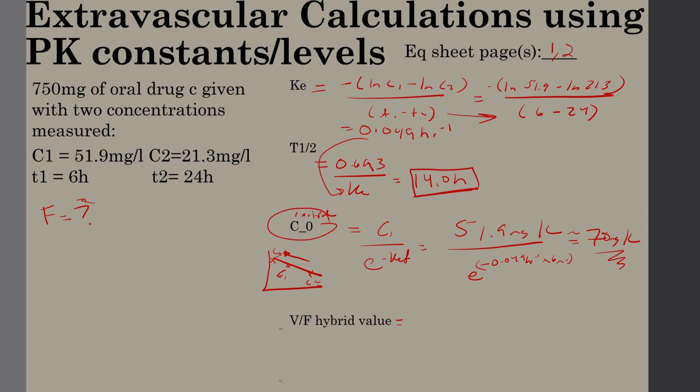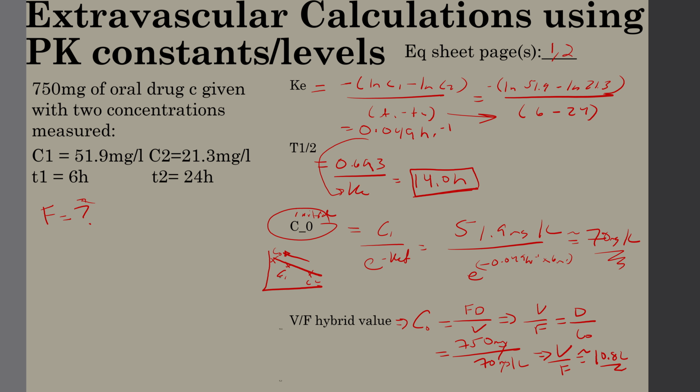We're going to be doing for the hybrid value, if it was C naught is equal to FD over V, we would then change that to V over F, that's the hybrid value, is equal to D over C naught. We do out that math, D over C naught, 750 milligrams over, let's call C naught around 70 milligrams per liter, and the milligrams cancel out, so the V over F is equal to around 10.8 liters, okay?